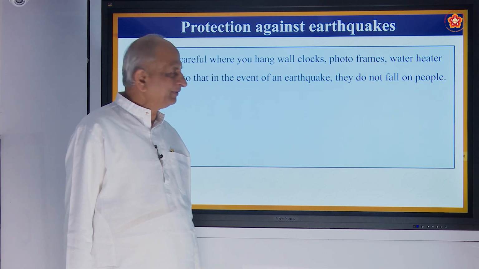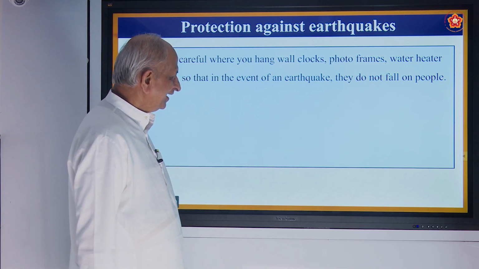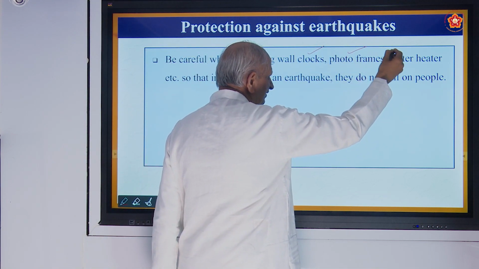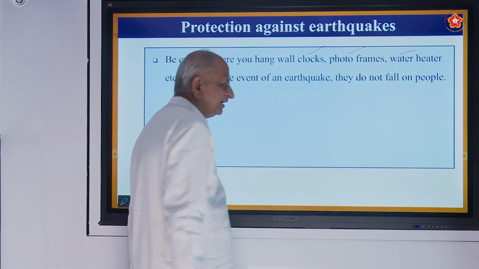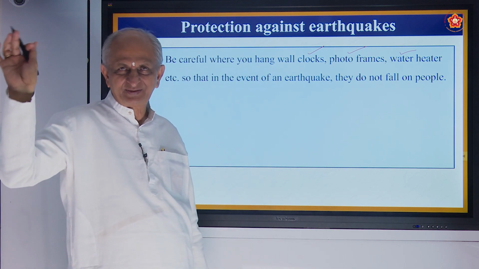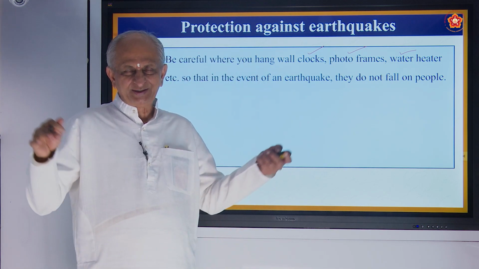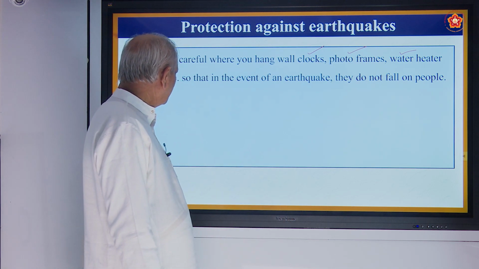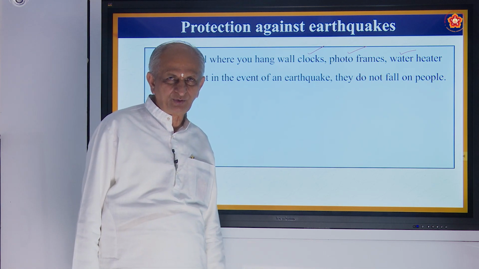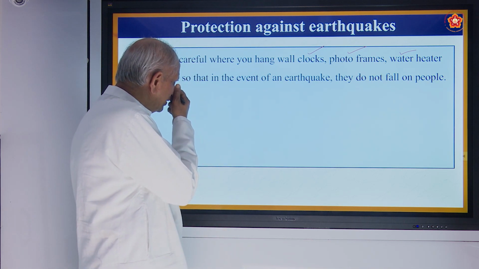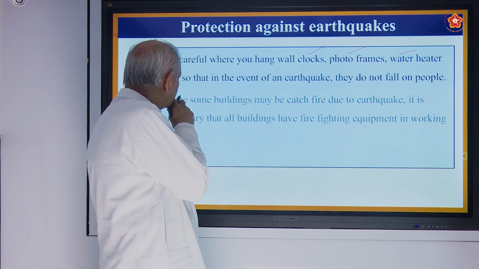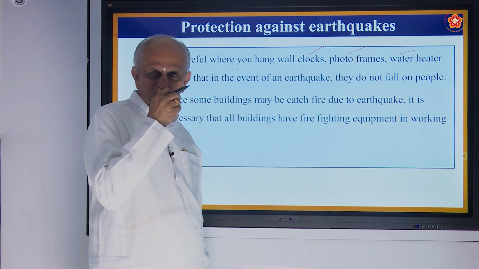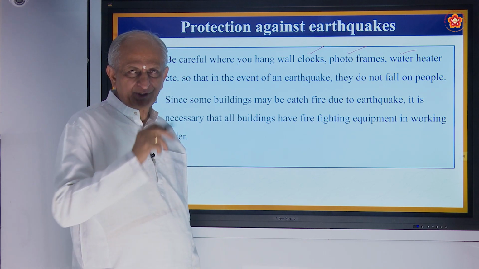So in every house there will be a wall clock, correct? And photos of gods or elders. Then water heater. All these are natural, they will be fixed to the walls. What happens if the earthquake takes place? They will shake and they will fall on the heads of the people who are going nearby. So in such case, they should be careful. You can either remove it if it is known earlier that an earthquake is going to happen.